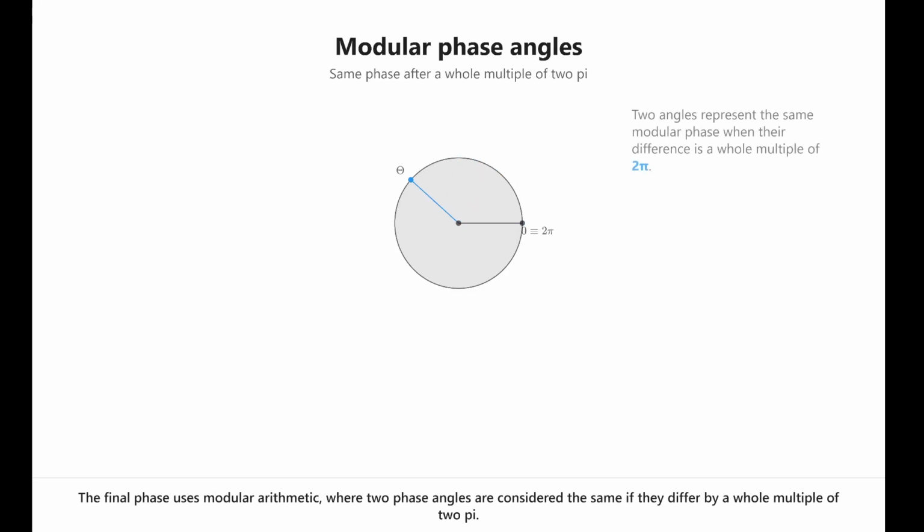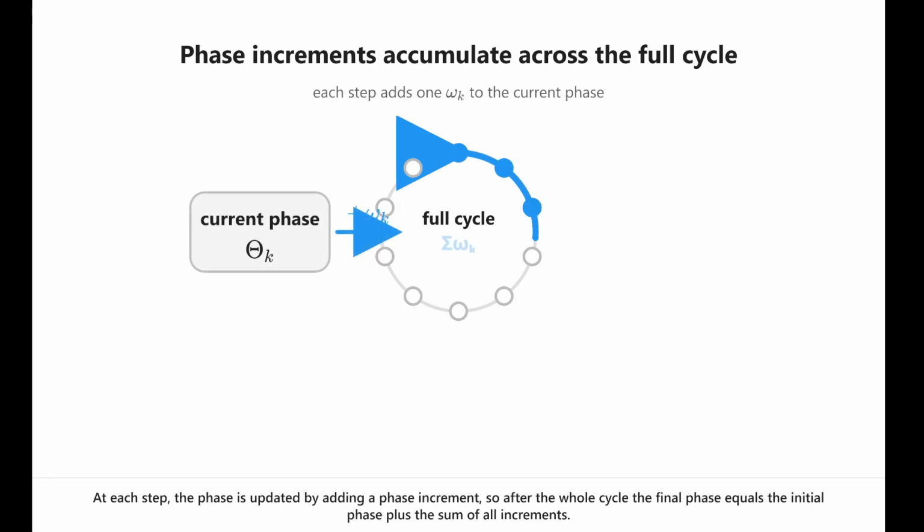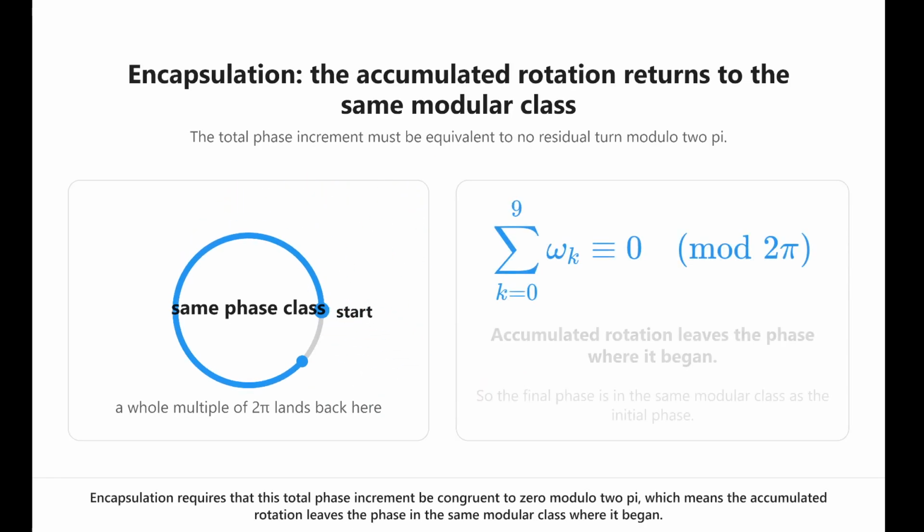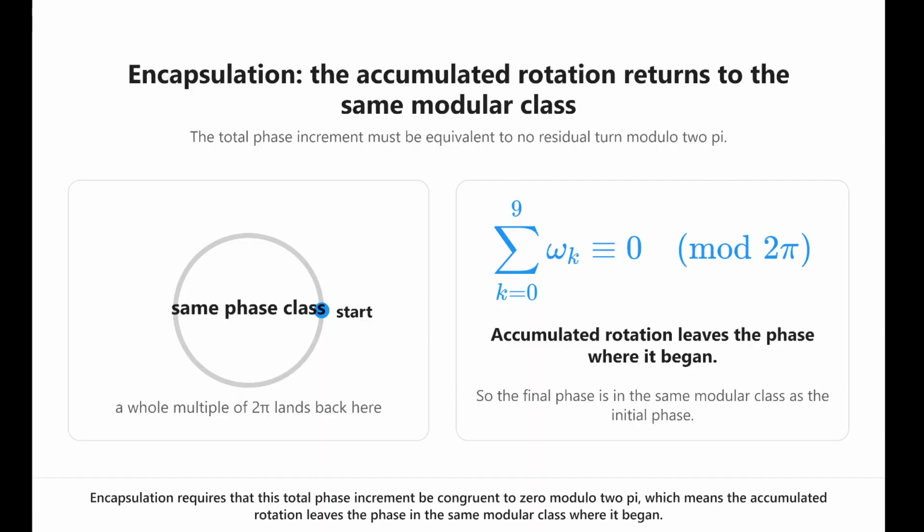The final phase uses modular arithmetic, where two phase angles are considered the same if they differ by a whole multiple of 2 pi. At each step, the phase is updated by adding a phase increment, so after the whole cycle, the final phase equals the initial phase plus the sum of all increments. Encapsulation requires that this total phase increment be congruent to 0 modulo 2 pi, which means the accumulated rotation leaves the phase in the same modular class where it began.